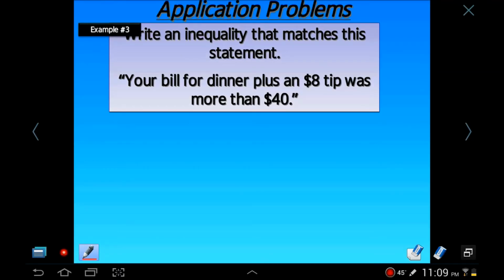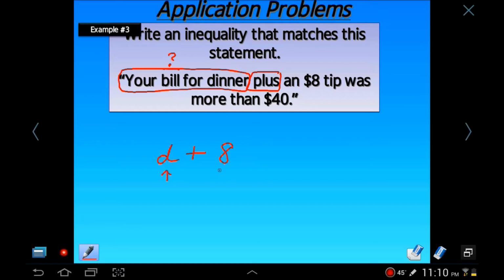Okay, our next problem right here, we have an application problem. So what we want to do is write an inequality that matches this statement. Okay, your bill for dinner plus an $8 tip was more than $40. So your bill for dinner is what we don't know. That's our unknown. So we're going to make that our variable. So I'm going to make that the letter D for dinner. And then this couldn't be more obvious. Plus obviously indicates addition, $8. So I'm just going to write 8. Don't worry about putting dollar signs down when you're writing an inequality.